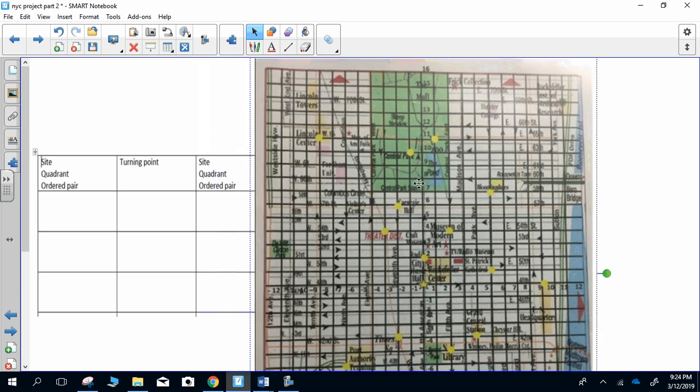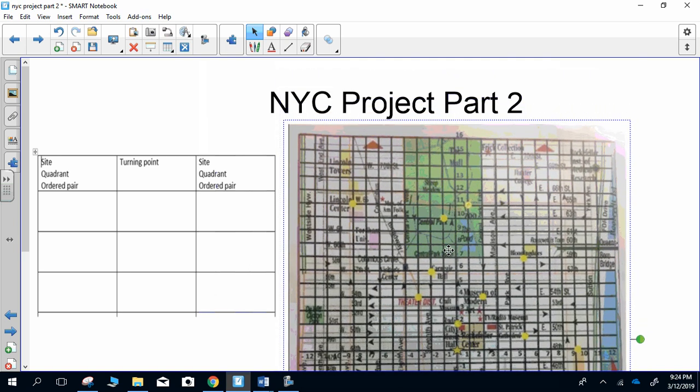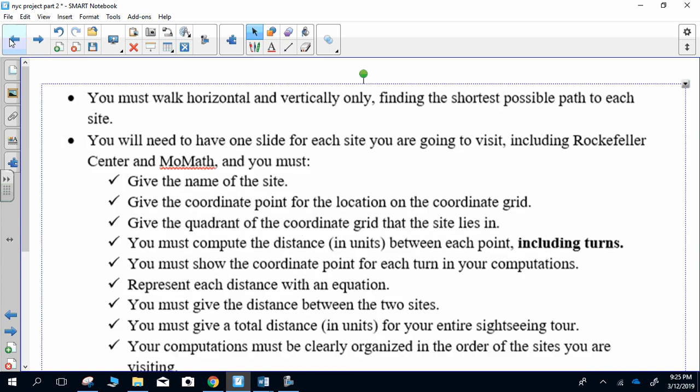There is a copy of this on the internet, and we'll talk about that in a minute. So we're going to do most of our work with this map today in class on this paper right here. And then your developing of your project, you can do outside of school and in class tomorrow and so forth. So let's look back at this rubric.